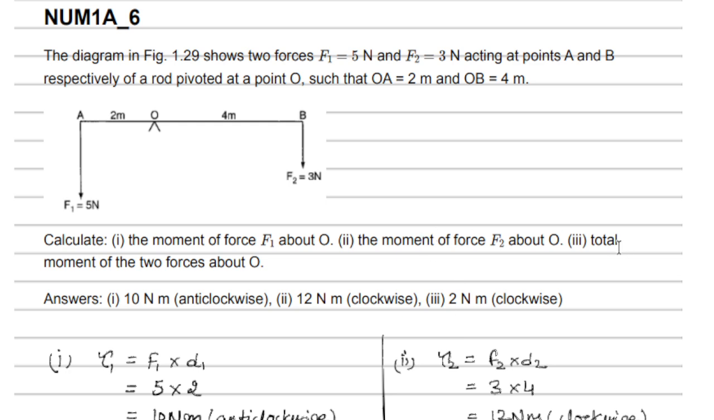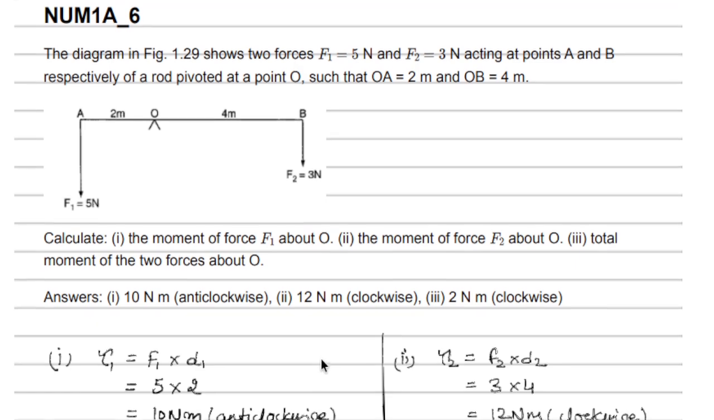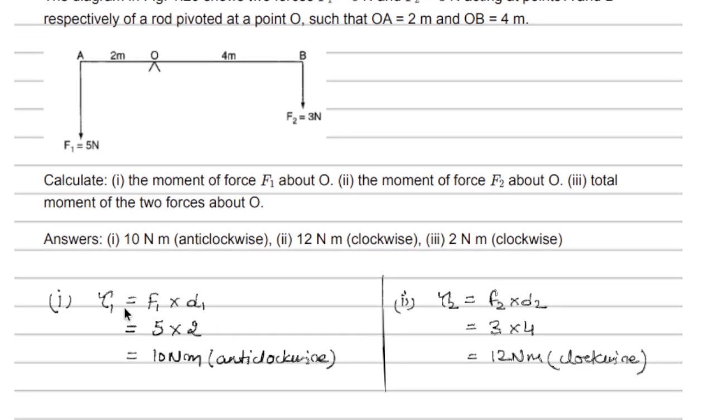And then they are asking the total moment of two forces about O. So whenever we want to add the moment of forces, we need to consider the signs, or we have to consider the direction. It is clockwise movement or anti-clockwise movement. That way, if we see solving it, the moment due to this force will be 5 into 2, 10 Newton meter anti-clockwise, and for this it will be 3 into 4, 12 Newton meter clockwise.